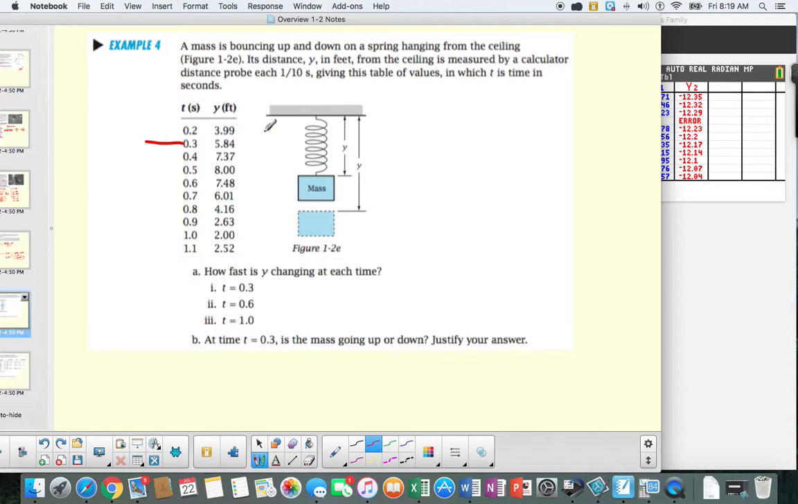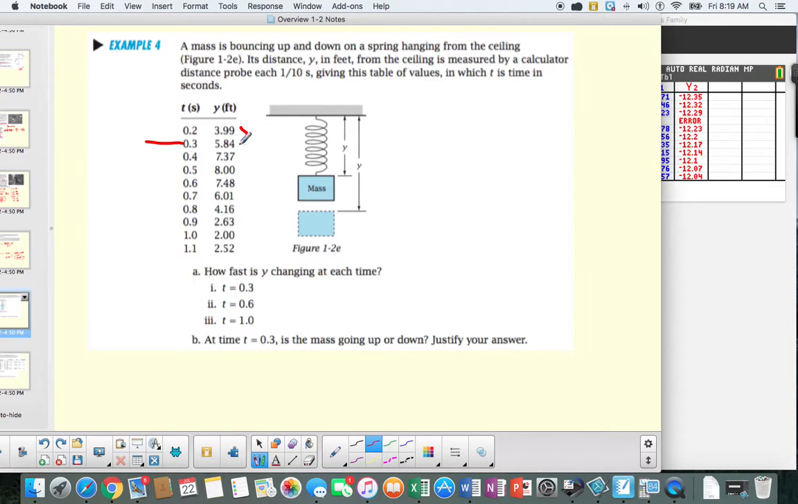So at 2/10 of a second, the mass is 0.399. At 0.3, it's 5.89. So in other words, the y values are getting longer and longer, so the mass is going down. And the mass goes down to about 0.5, that's its longest according to the table. At 0.6, it is less distant, so that's on its way up. It's going to be going up until 1 second when it's the closest to the ceiling that's possible, and then it'll start going down and the distance is getting greater here.